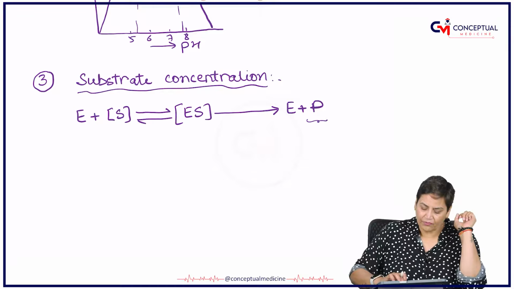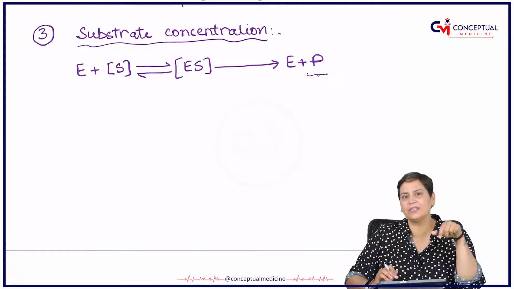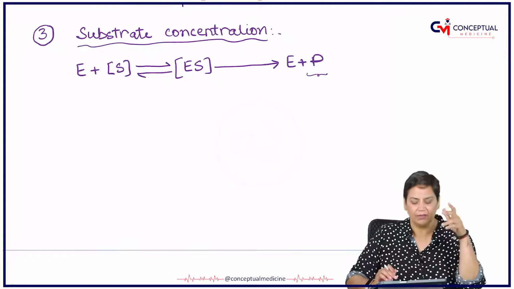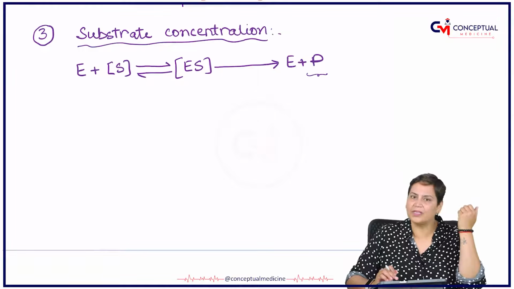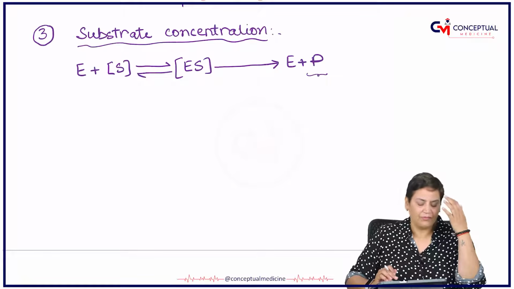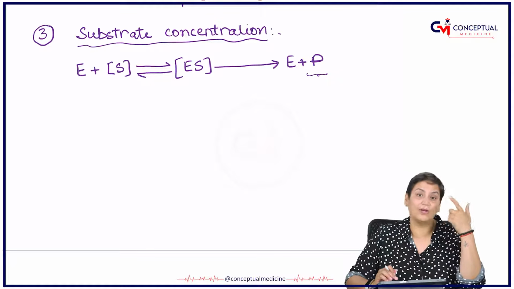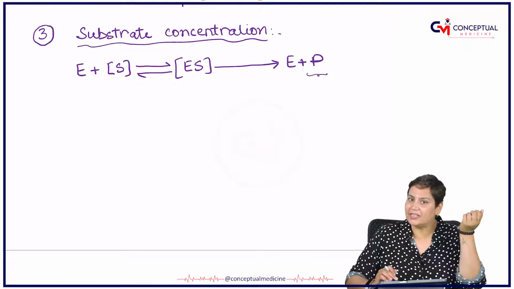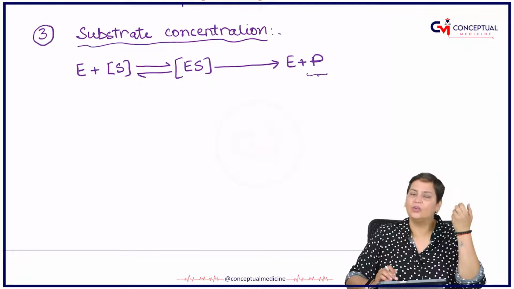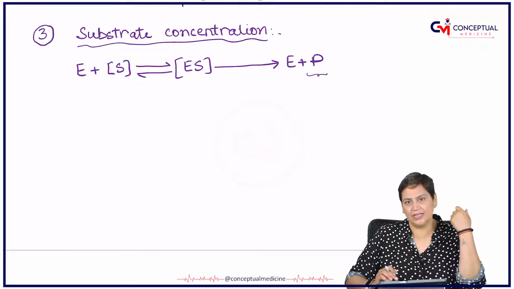Okay. So obviously, I told you that enzyme is going to accept the substrate at the active site. More the active site, more will be the substrate reaction, more will be the enzyme substrate complex. But a stage will come when all the active sites of the enzyme will be occupied by the substrate. What happens then? No active site is left for the substrate to bind. So it is going to attain a saturation state kinetics.